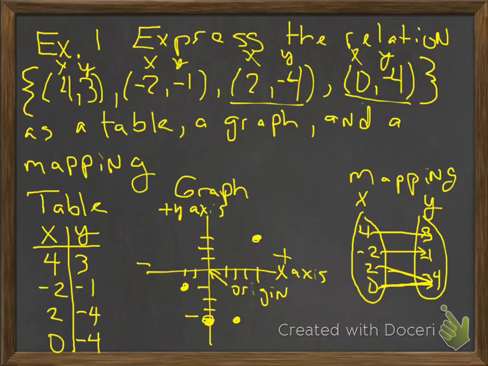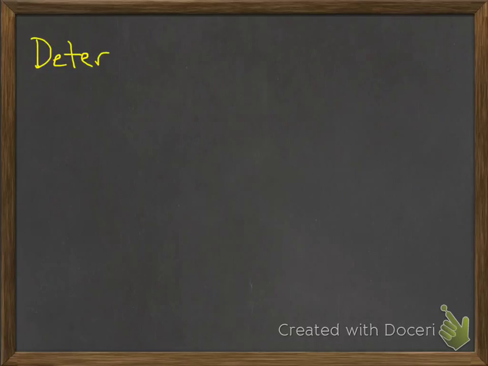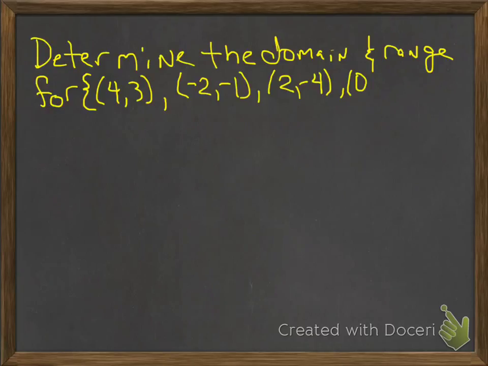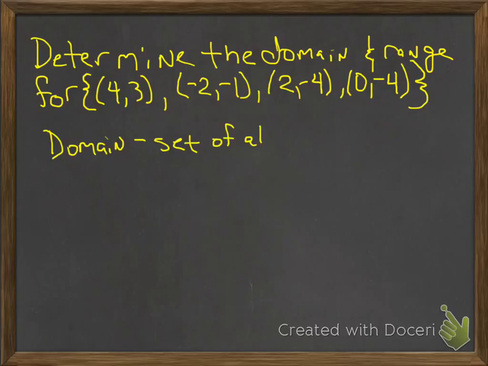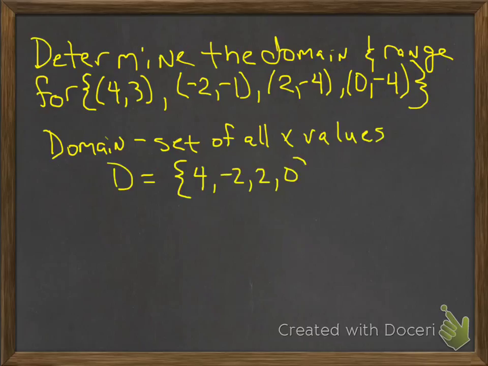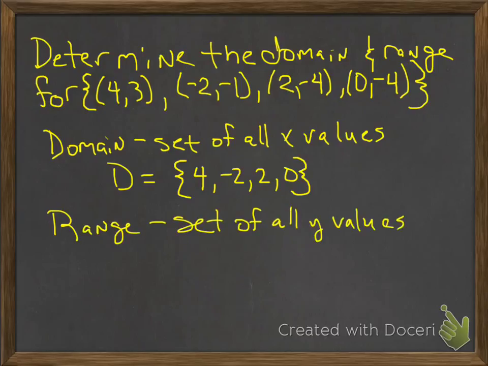So let's look at another example. I guess before I do that, I need to remember that I need to talk about the domain and range. So domain and range, same points. Domain is your x values, the set of all your x values, and range is the set of all your y values. So your domain is 4, -2, 2, and 0. Your range is all those y's, so that would be 3, -1, and -4. I don't have to write -4 twice because when it repeats, you only have to write it once. Okay? So x values is your domain, y values is your range.